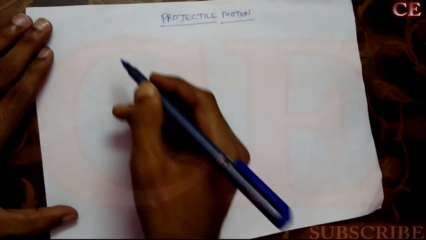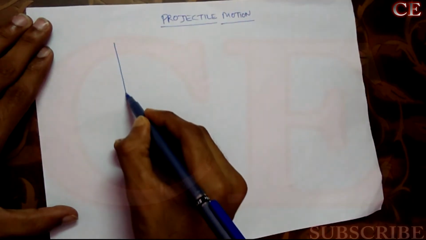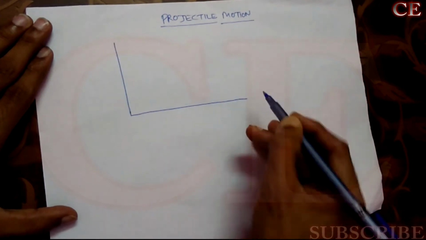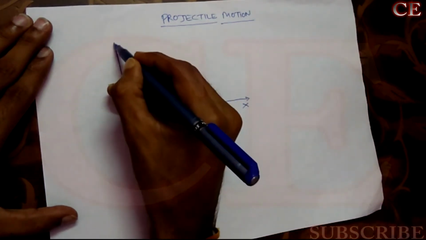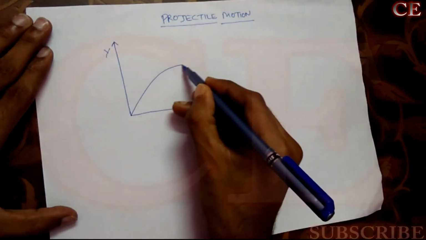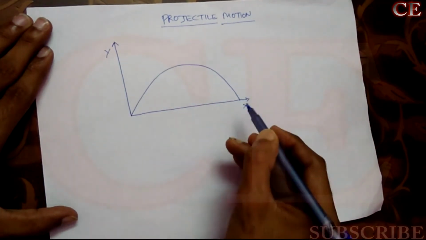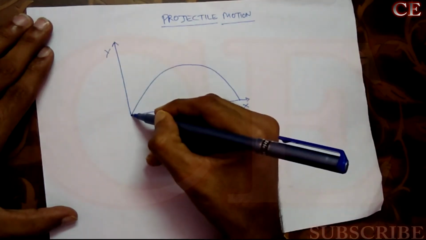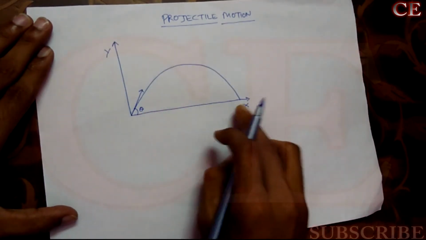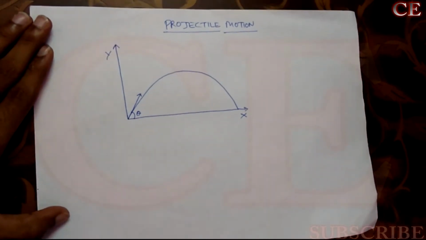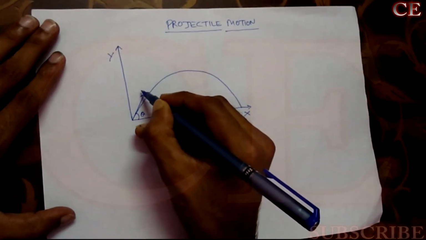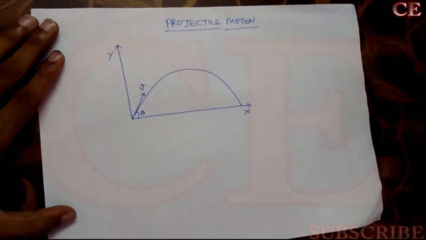The projectile path is actually parabolic. We will see it in the given figure. Let's say this is the x-axis and this is our y-axis. Now a ball is thrown from here and it lands on the ground at this place. The ball makes some angle theta with the horizontal axis, that means with the ground, and it is thrown with a velocity v.